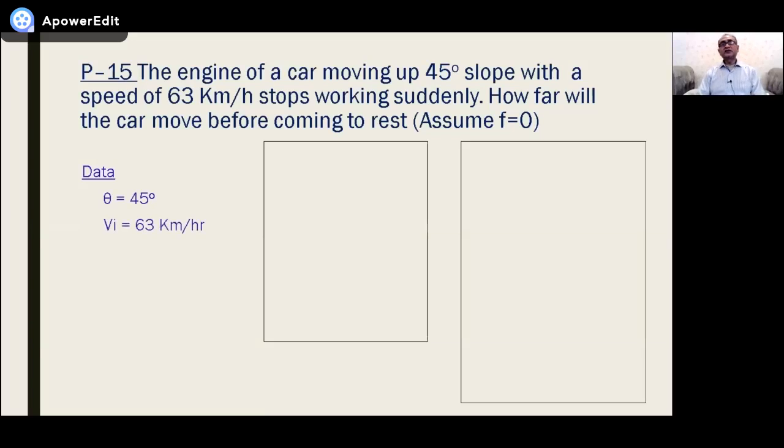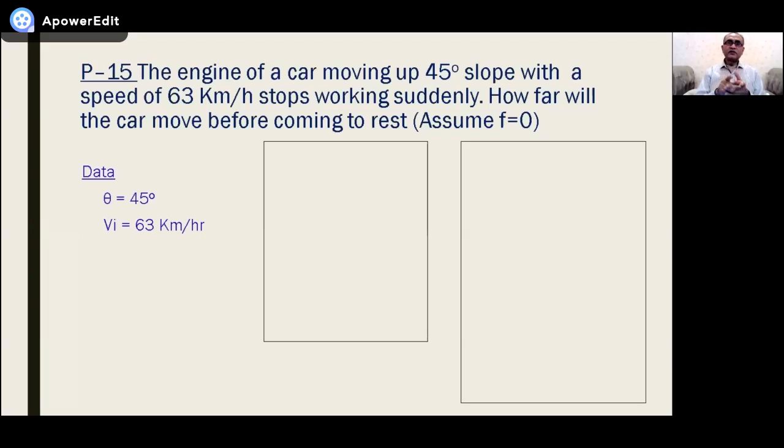Initial velocity 63 kilometer per hour. So we should convert kilometer per hour into meter per second as you have done in your previous class. You know that there are 1000 meters in 1 kilometer. So whenever we want to convert kilometer into meter, we multiply by 1000. That is why we multiply here 63 by 1000 so that it would be converted into meters.